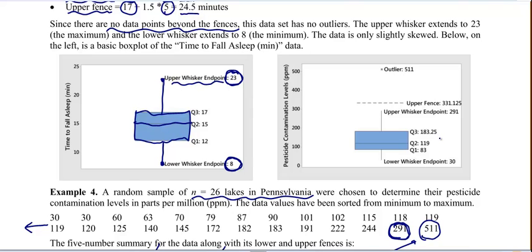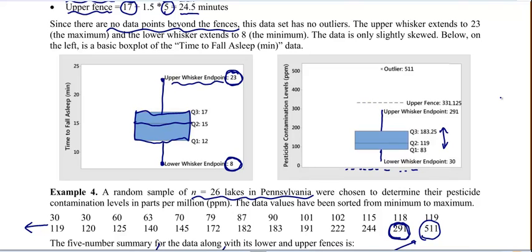So here's Q1, Q2, Q3. They're making the box for us. If we subtract Q1 from Q3, we get the interquartile range. The lower whisker goes down to the minimum data point that's within the lower fence. And the lower fence, we can sketch it right in here, was at 0. And there are no data points below 0. So the lower whisker extends to 30. And the upper whisker extends to the last data point within the upper fence. And again, I just denoted that with a dotted line here.